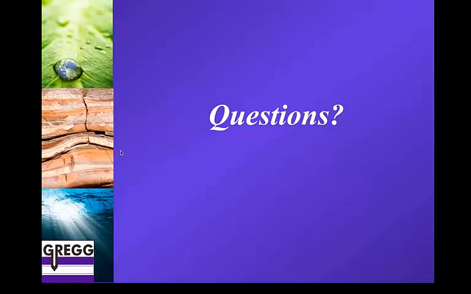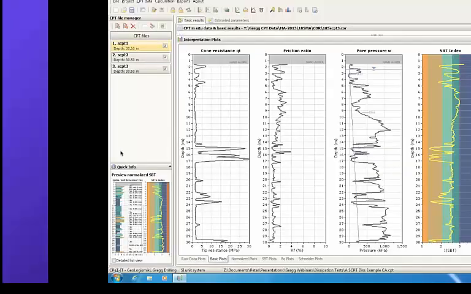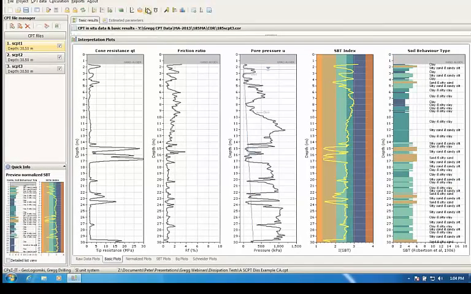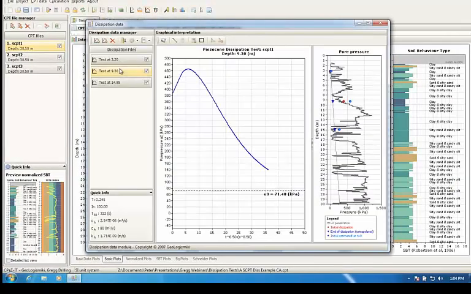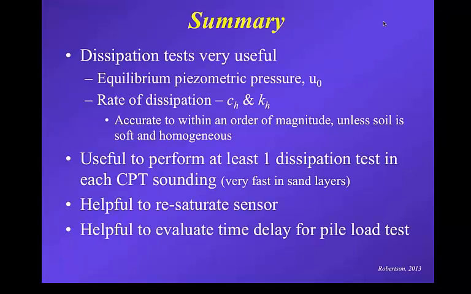And that's consistent because it was a sand layer at 15 meters right there. So it is a sand layer, so not surprising that it gets interpreted as being a partially drained penetration. Okay, so let's get back to the questions and see what people have said.